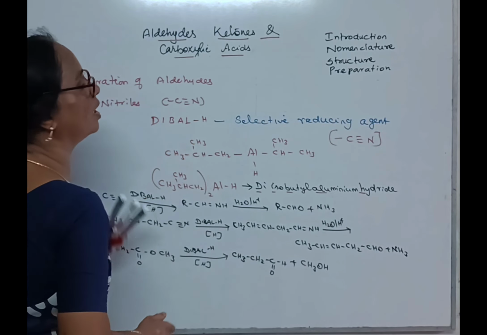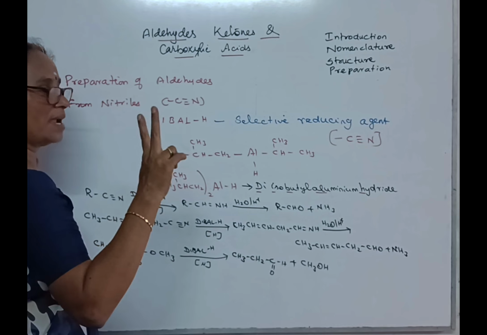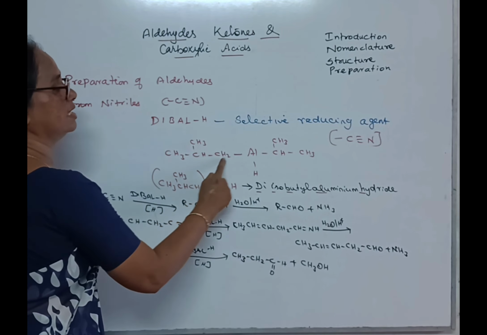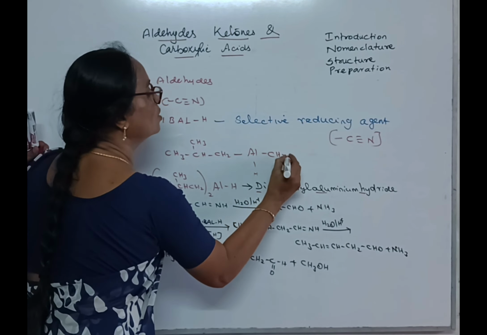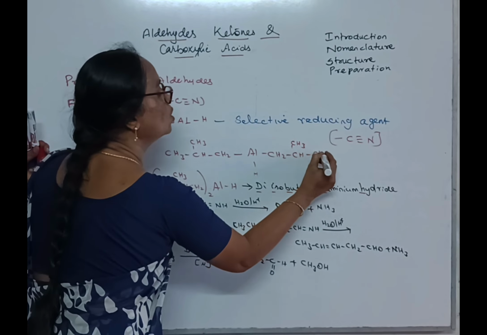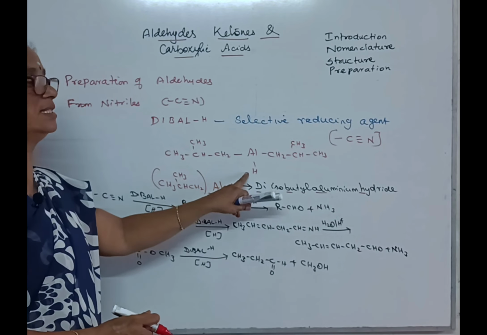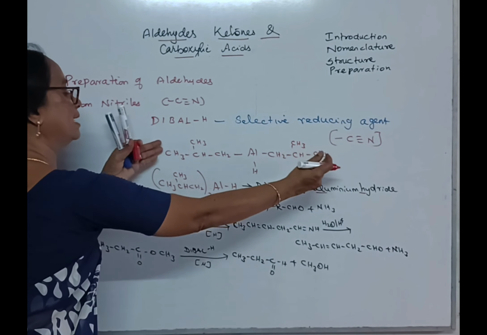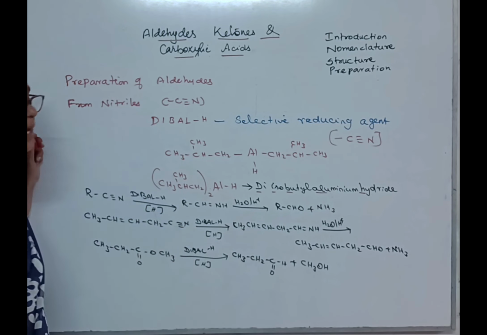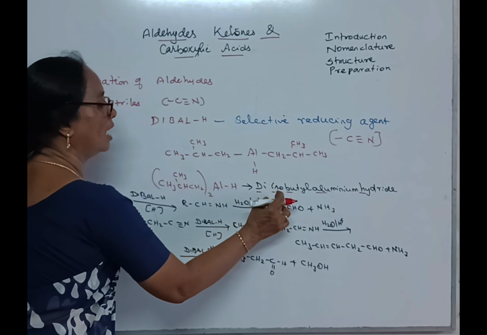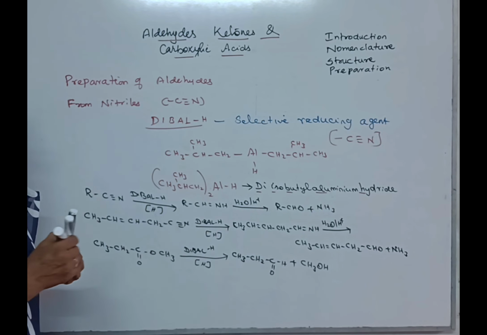The structure of diisobutyl aluminium hydride: isobutyl is present 2 times, CH3, CH, CH3, CH2. So 2 isobutyl groups are present along with the hydrogen, because the valency of aluminium is 3. That can be condensed to (CH3CHCH3CH2) twice aluminium hydride. So how the name? Diisobutyl aluminium hydride. That's why it is shortly known as dibal-hydride.